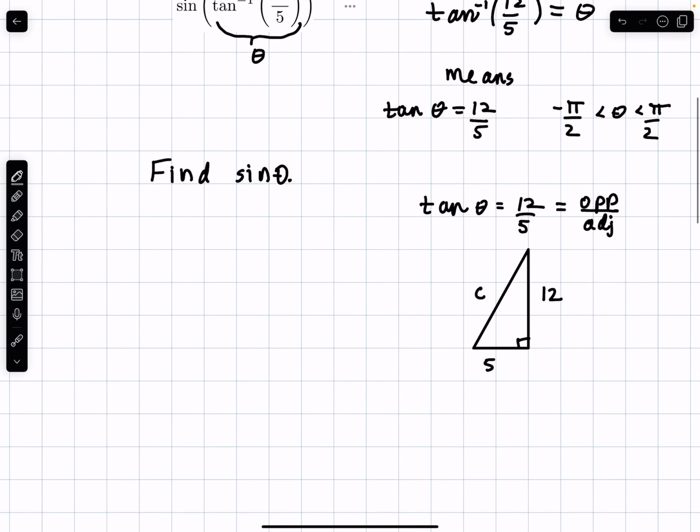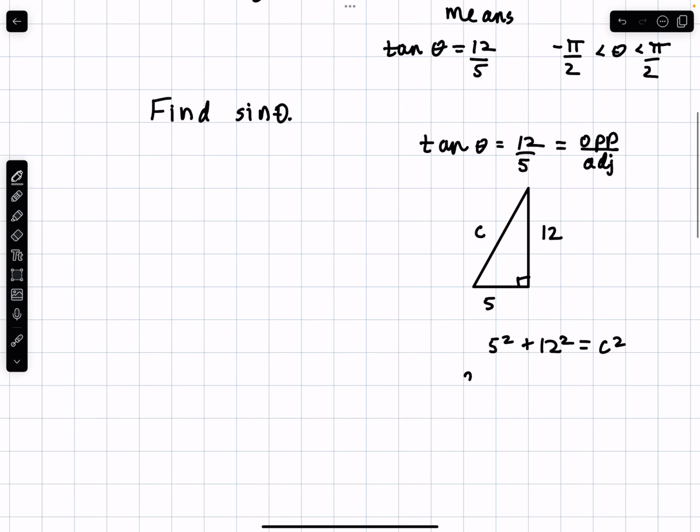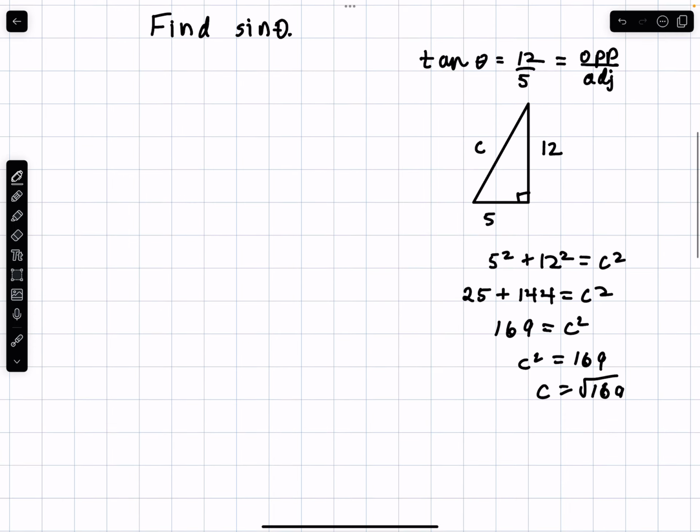Some of you will know right off that we have a Pythagorean triple for right triangles. 5 squared plus 12 squared is 13 squared. Let's work it out. 5 squared plus 12 squared is c squared. I'm going to say that c is 13. People memorize this, but maybe you didn't memorize it, so I'm going to work it out. 5 squared is 25, 12 squared is 144. Add those up and you get 169. So c squared is 169. So therefore, c is the square root of 169, which is 13.